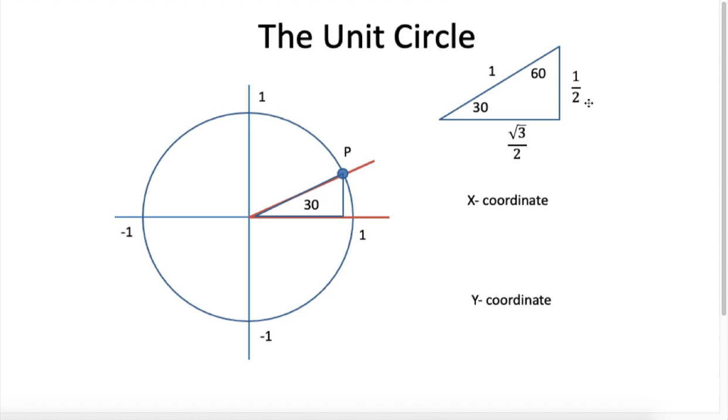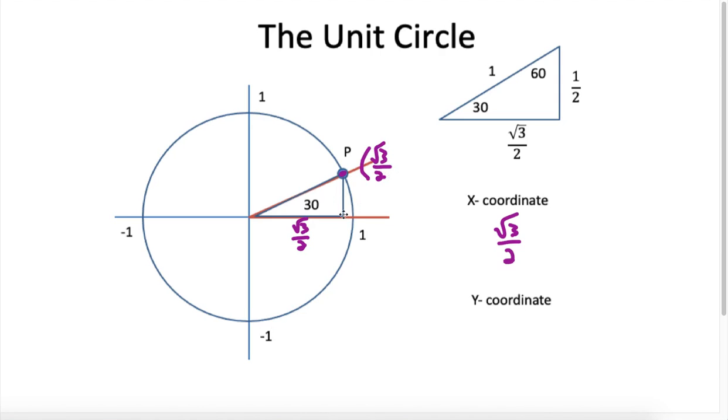Then the side opposite 30 is 1/2. The side opposite 60 is the square root of 3 over 2. So the coordinates of this point: if this length of the right triangle is the square root of 3 over 2, the x-coordinate of this point is the square root of 3 over 2.